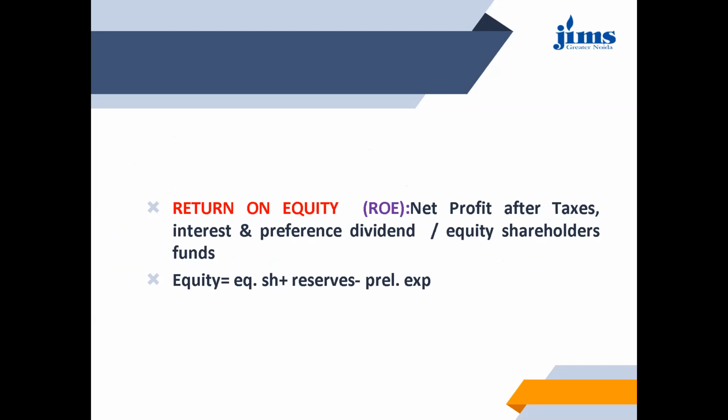Return on equity. This ROE tells us how much is the return on the equity. So net profit after tax, interest and preference dividend divided by equity shareholders funds. So here we are not talking about the shareholders funds. We are talking only about equity shareholders funds. So here we will not take the preference share capital. We will take only the equity share capital plus reserves and surplus minus any fictitious assets.